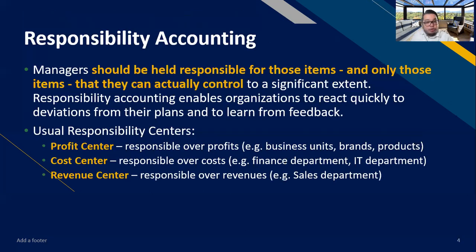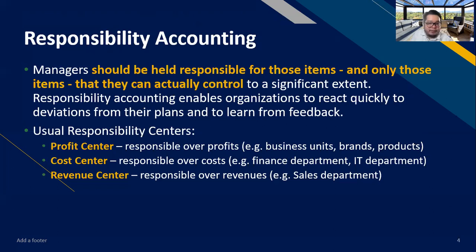A way to control operations is called responsibility accounting. So in responsibility accounting, there are different centers called profit centers, cost centers, and revenue centers assigned to different managers. If you're a profit center manager, you are accountable for things that you can control as a profit center. If you're a cost center manager, you are accountable for things that you can control as a cost center. And if it's your revenue center, you are accountable for costs and revenues that you control as a revenue center.